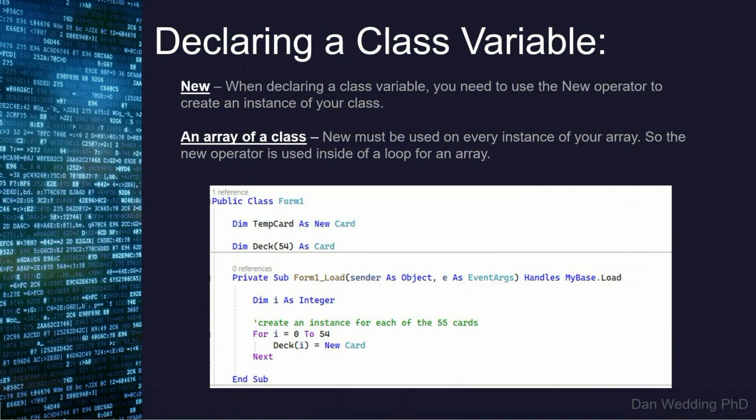When declaring a class variable, you need to use the new operator to create an instance of your class. New must be used on every instance of your array, so the new operator is used inside of a loop for an array.